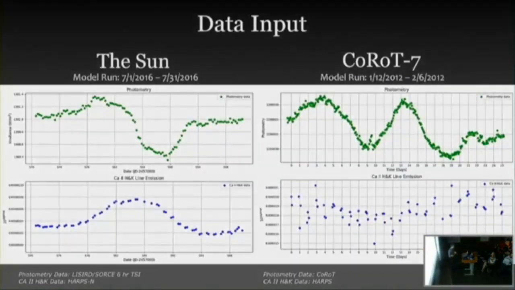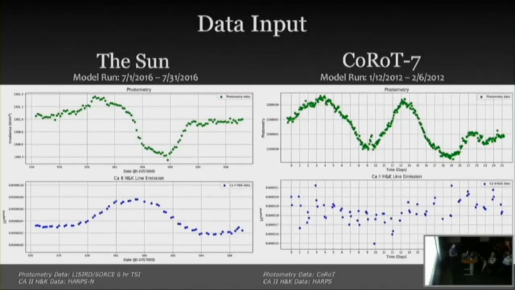And these are the data inputs for both of these stars. They're being shown simultaneously to show the similarity in the process. The x-axis is time in days. This one's in time since the first day. This one's in Julian date, but it still steps by day. And then the respective y-axes are the measures of photometry and the measures of the calcium-2 line emission.